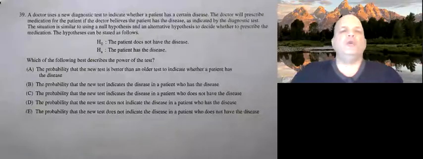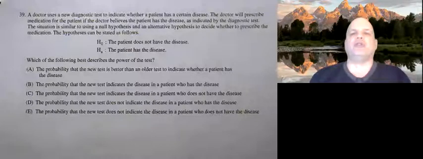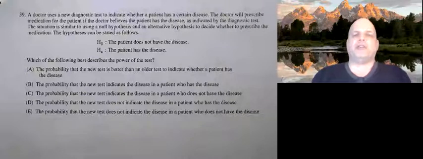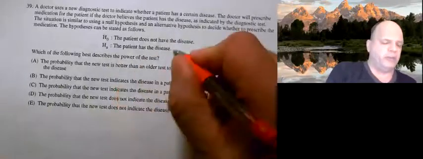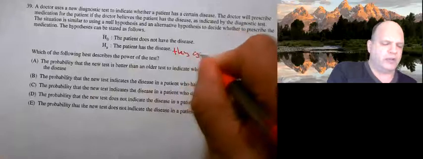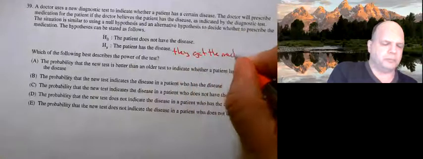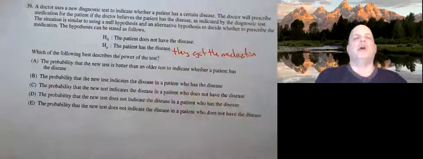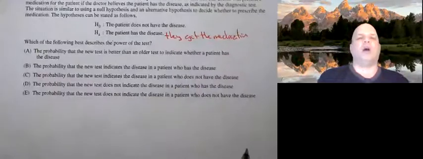A doctor uses a new diagnostic test to indicate whether a patient has a certain disease. The doctor will prescribe medication for the patient if the doctor believes the patient has the disease as indicated by the diagnostic test. The situation is similar to using a null hypothesis and an alternative hypothesis to determine whether to prescribe the medication. So if I believe the patient has the disease, they get the medication. So if I believe the alternative, they get the medication. Which of the following describes the power of the test?